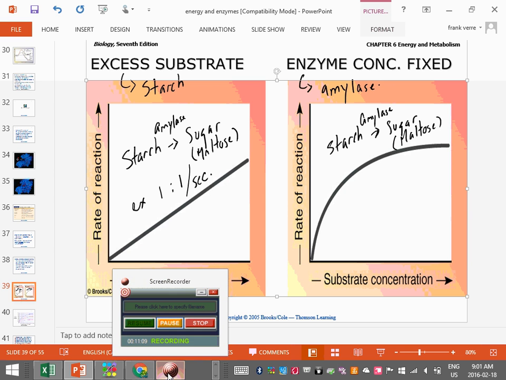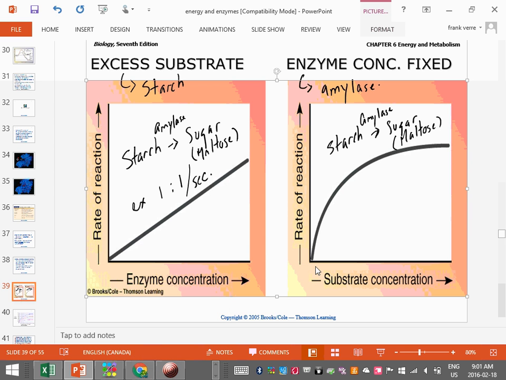Why does it level off? Can't go any faster. Why? So I'll give you an analogy, okay? Imagine my enzymes are like writers. And each writer could pump out 1 page per hour. Let's say you're writing a newspaper article. You can pump out 1 page per hour.